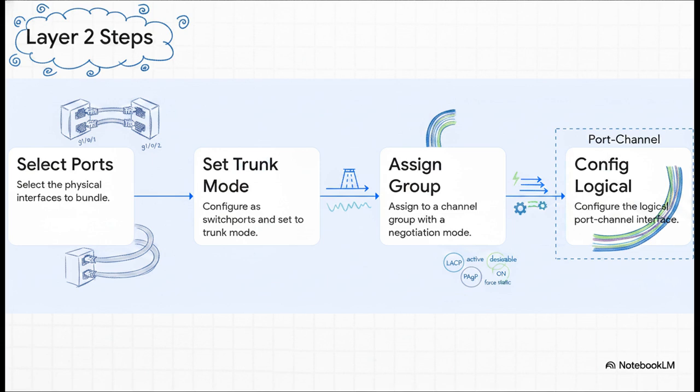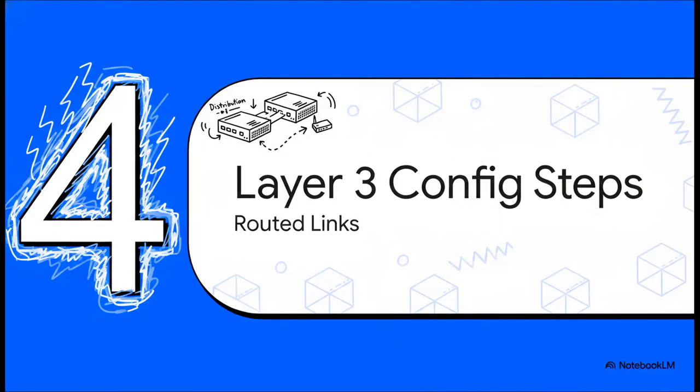Step 4 is absolutely critical, guys. You must configure that new logical port channel interface exactly like a normal switch port, applying the exact same trunking and VLAN access settings as the physical ones. Moving right along to Section 4, Layer 3 configuration steps.